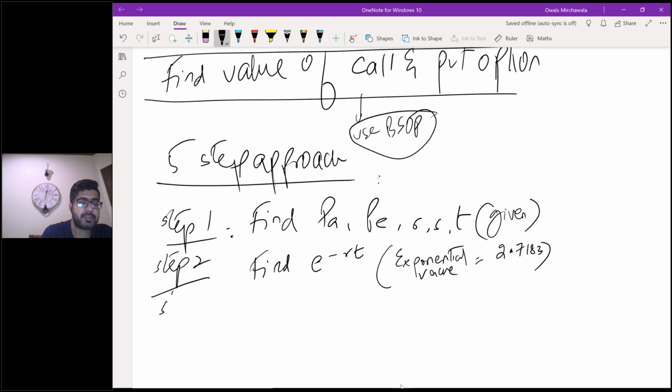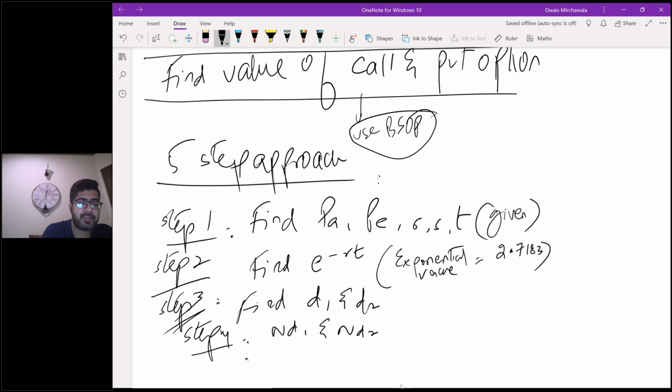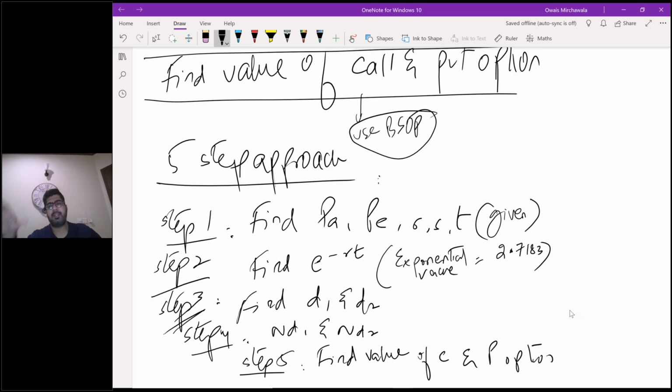Step 3 is to find D1 and D2 of BSOP. Step 4 is to find ND1 and ND2, the normal distribution values. And step 5 is to find value or premium of call and put option. Now, it is not the case that if you don't follow this 5-step approach, you will lose marks. This is not a standardized approach. This is just made by me.